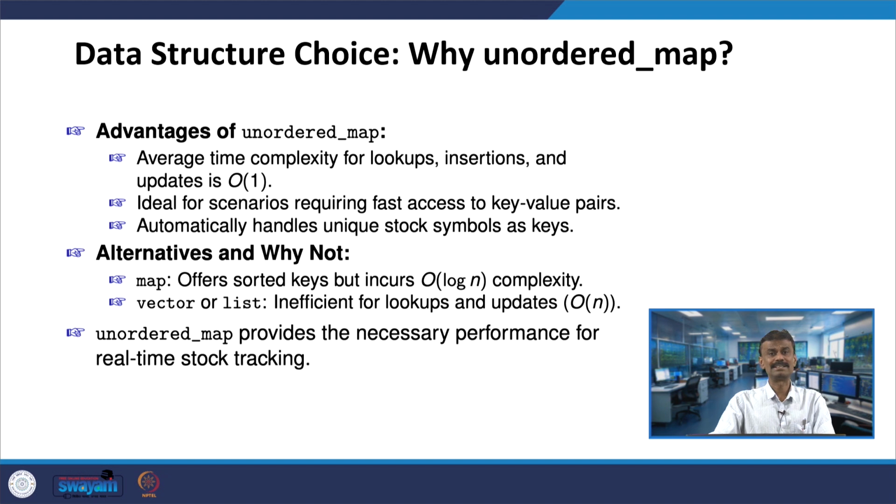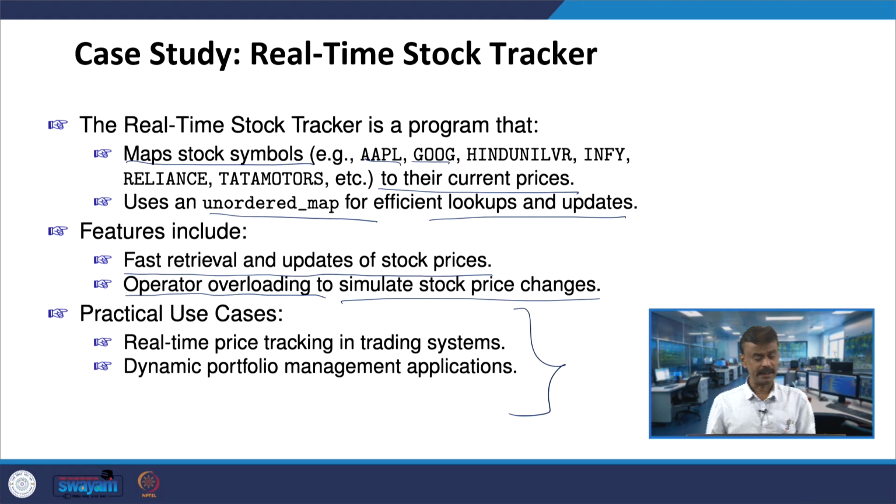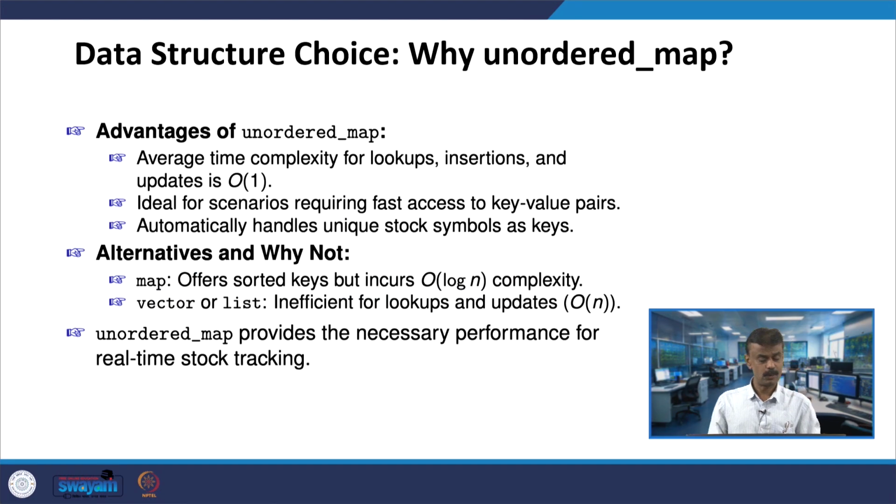Now you may ask the question, why have you chosen this unordered map? Why have you chosen this particular data structure to solve the problem of the real time stock tracker? The reason is the advantage of unordered map. Suppose I want to have lookups, when I have the table, or I want to insert certain data, or I want to do some updation, I can do it in constant time. You denote it as order 1.